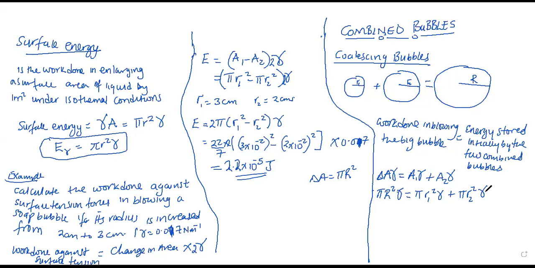Because everything has gamma, we can lose the gamma. Everything has pi, we can lose the pi. When you lose the pi, we shall realize.